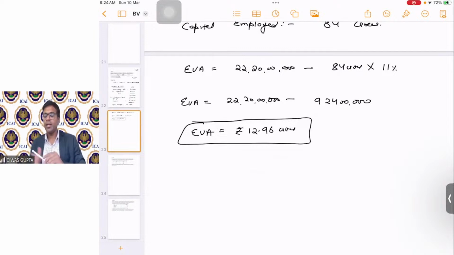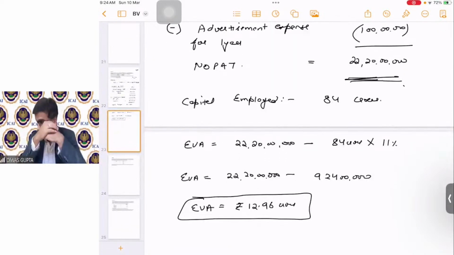So this was a bit tricky question. See how facts can be changed or modified to test your understanding. Now in this, the only catch was, one, we have to use overall cost of capital, not cost of debt. And second was the treatment of advertisement expense, which was incurred for 3 years. We cannot take that hit into 1 year. It has to be spread across 3 years for calculating the correct PAT.